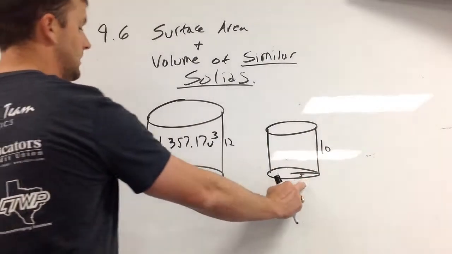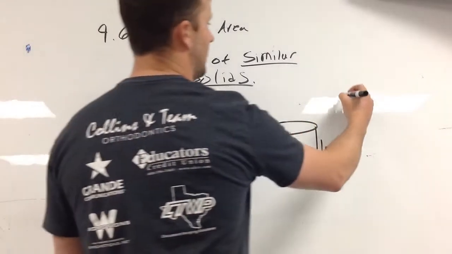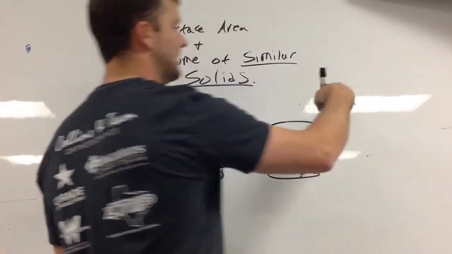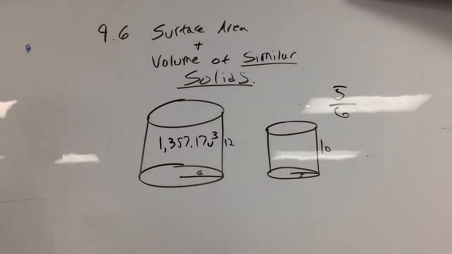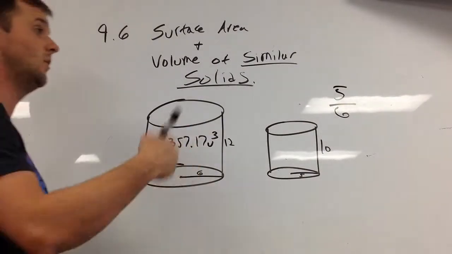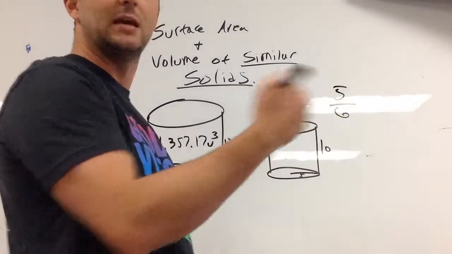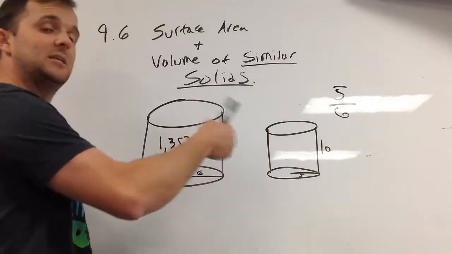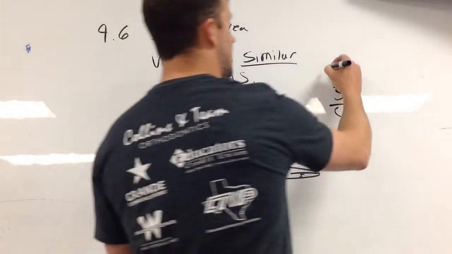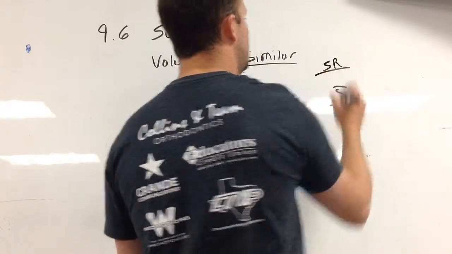I'm going to take the units 5 and 6 and put them over each other. So first I would do 5 over 6 and see, can those reduce any more? No, they can't. Nothing can go into both 5 and 6. So basically this is the lowest form, so this is automatically going to be my similarity ratio.